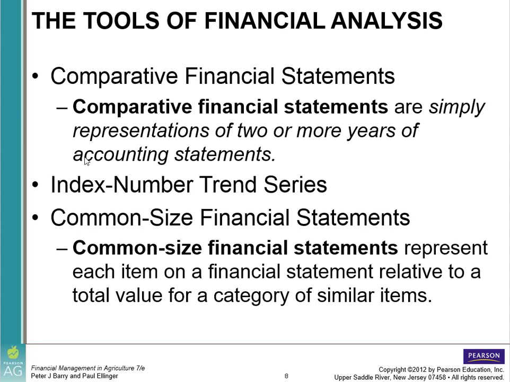And a common size financial statement simply represents each item on a financial statement relative to a total value for a category of similar items. So, what do I mean by that? So, basically, a common size financial statement utilizes this idea of an index number to do what's being done in point one. Okay, so what were we doing in a comparative financial statement? Suppose you had two balance sheets and you're trying to compare year to year.